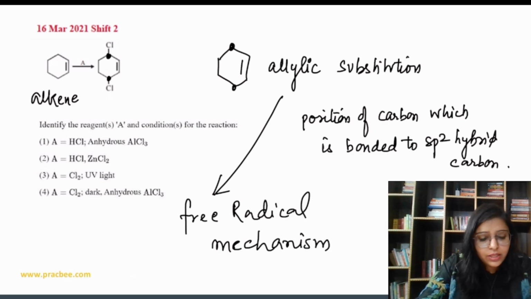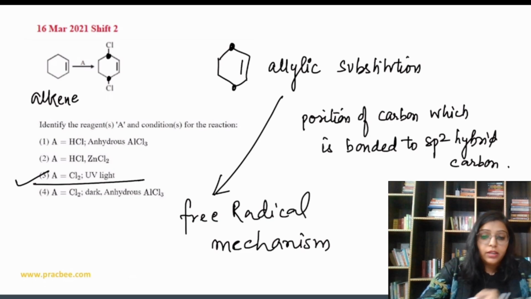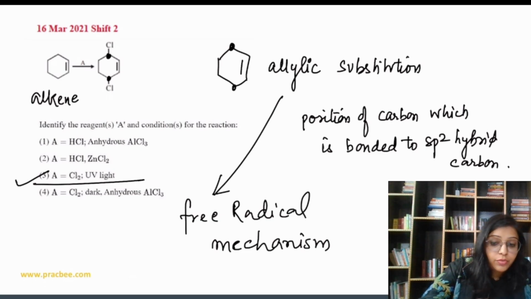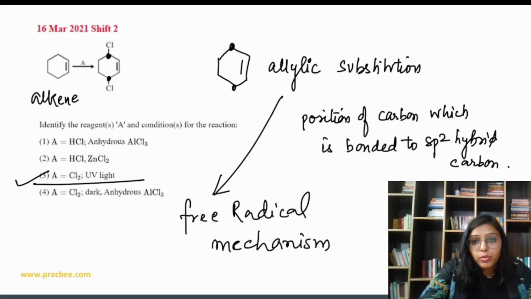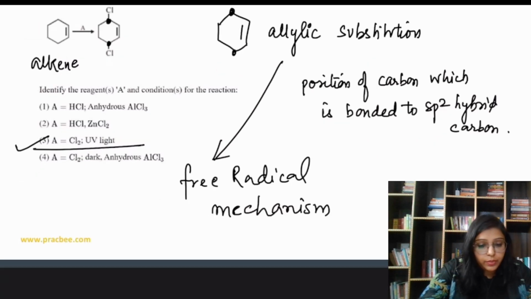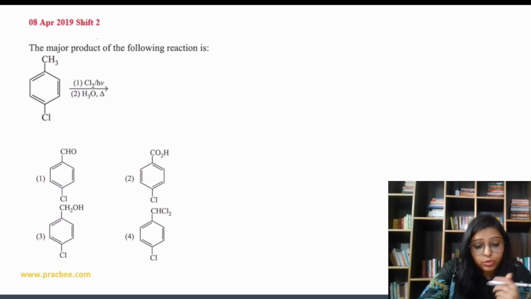And it is chlorine substitution. So it means we can say Cl2 in the presence of UV light. Cl2 in the presence of UV light. Clear? So the answer is going to be the third one. Clear? Now let's do the next question.